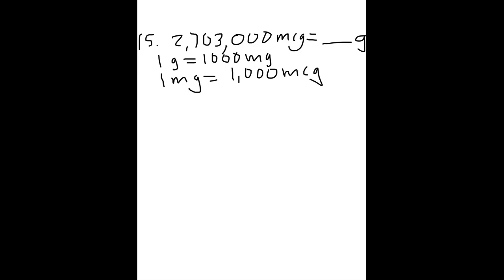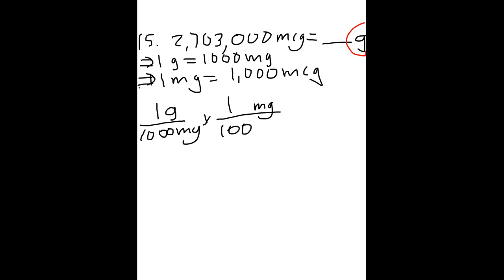We want grams, correct? So that's the unit that we're going to start with on top. Looking at our problem here, we're going to start off with the 1 gram, so 1 gram over 1,000 milligrams. Now I want to cancel milligrams, so I'm going to use my next set: 1 milligram is equal to 1,000 micrograms. Now I need to, sorry, that's an X, cancel micrograms. And that's our problem up here.